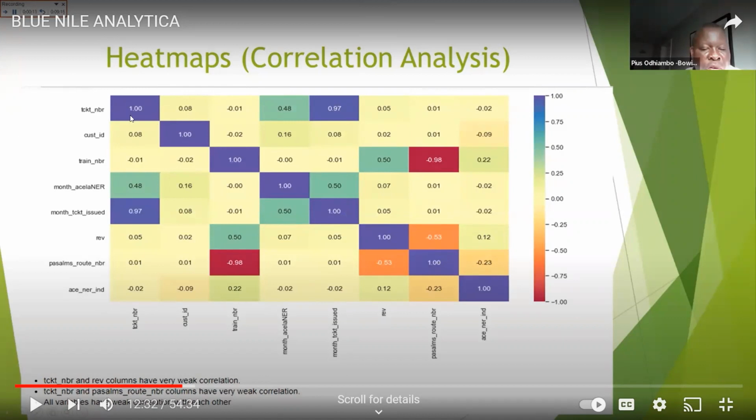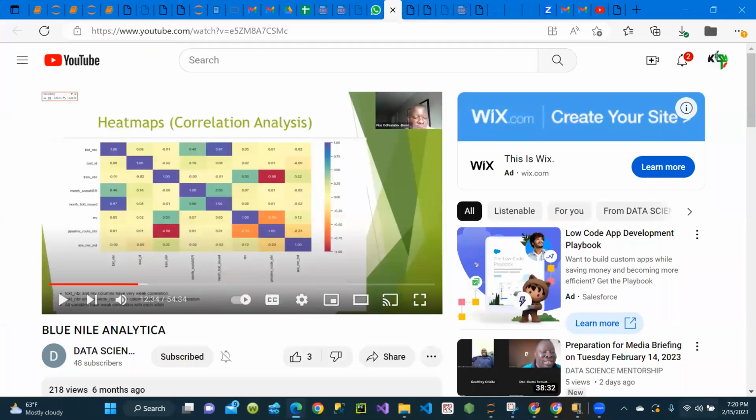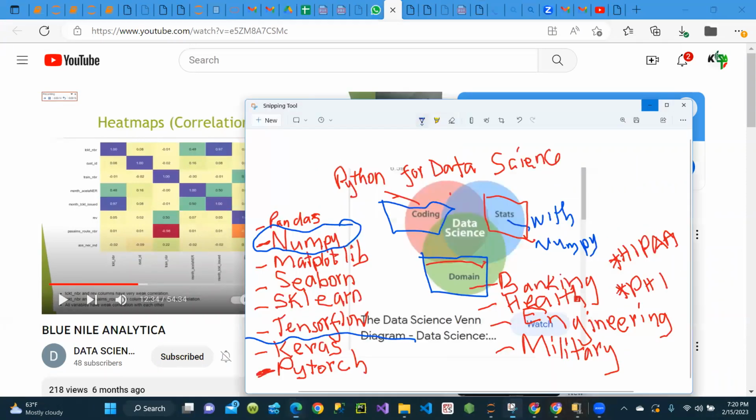You see the one on the diagonal? Yes, I see the one. Now, if you move outside the diagonal, either upwards or downwards, yeah, you can either move up or move downwards. And then what are you looking for? You are looking for any value that is either 1 or close to 1. There's one here. Let me snip this for you. There's one there.